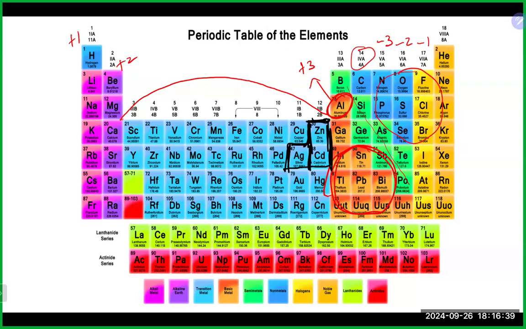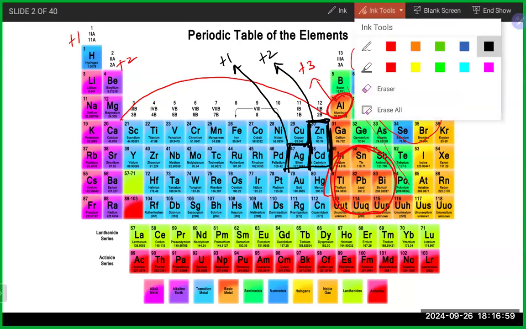So zinc and cadmium, when they make a charge, will always be +2. If you have silver, it will make a +1 charge. So although those three are transition metals, they have a fixed positive charge.